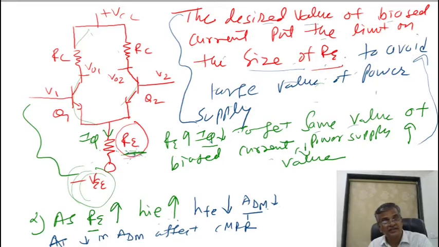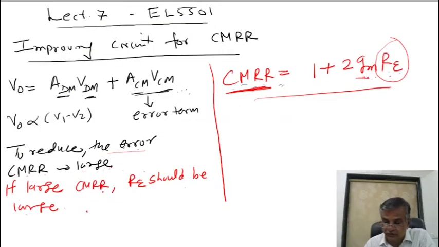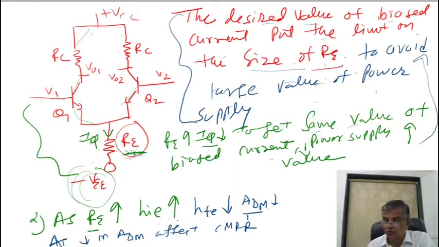As input resistance increases, you know that the current gain of the circuit decreases. As current gain decreases, your differential gain decreases. As differential gain decreases, that affects the CMRR value. So we have to think of another way. We have to think of another way to increase the value of CMRR.